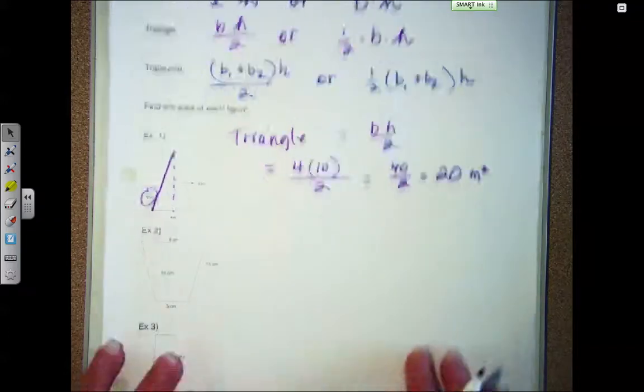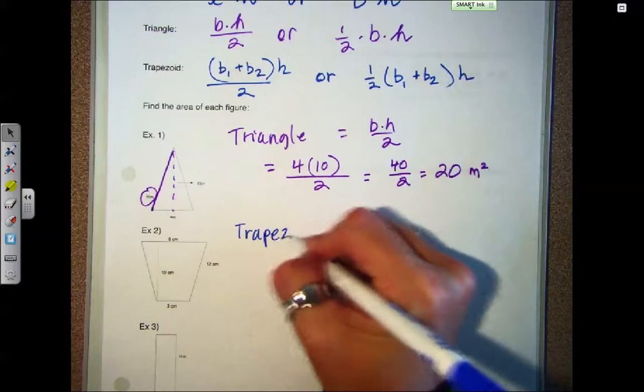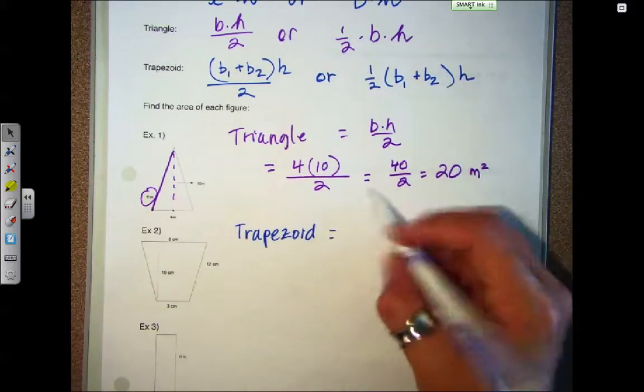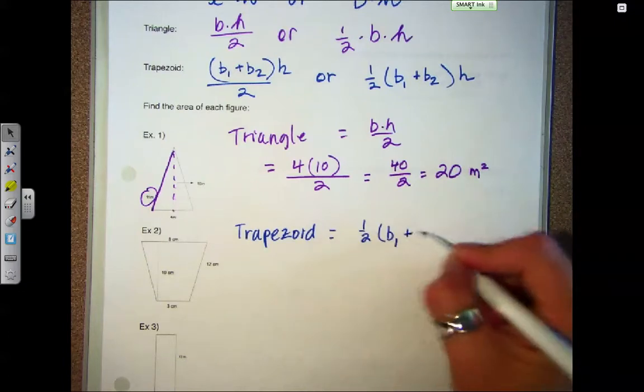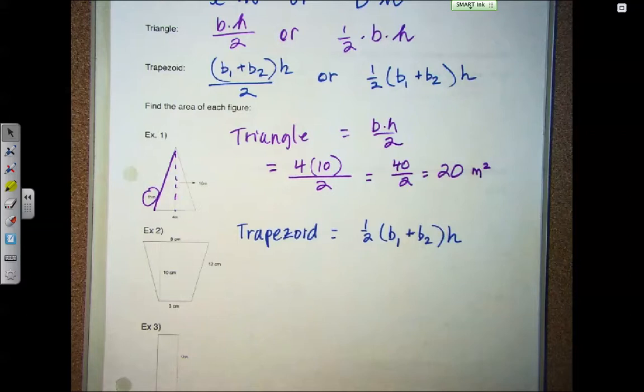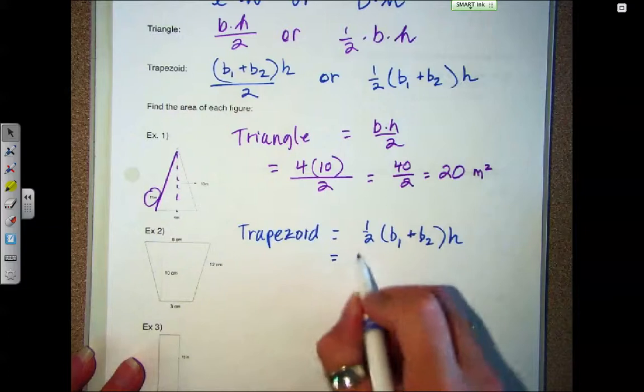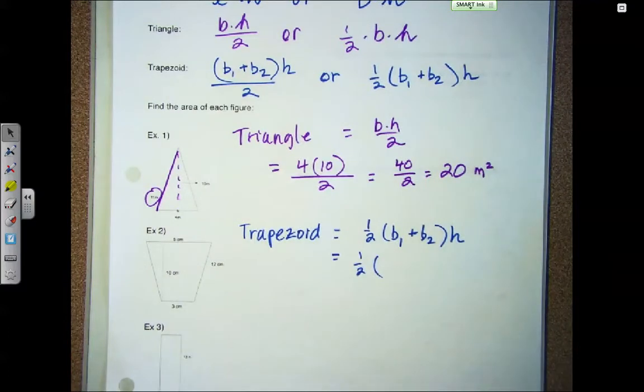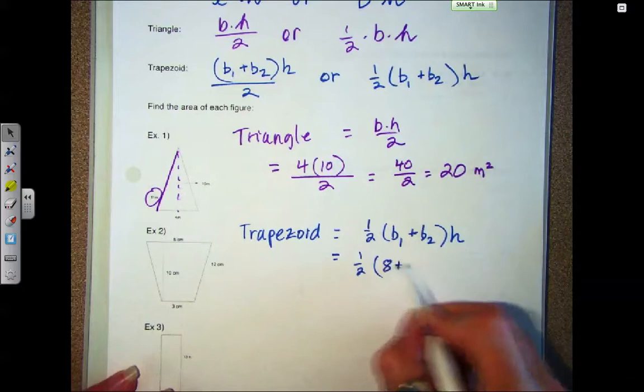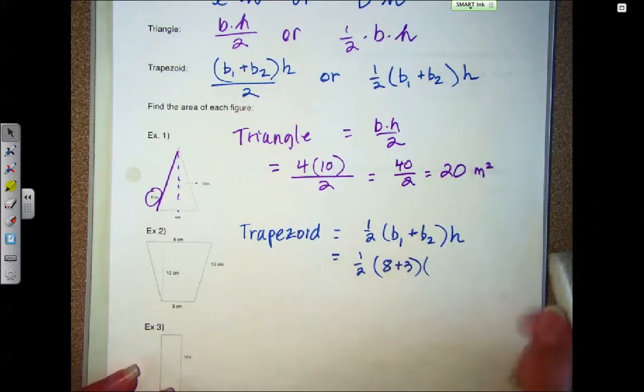Example 2 is a trapezoid. And the formula for the trapezoid: 1/2 times base 1 plus base 2 times the height. What length is my base 1? 8. Does it matter if it's 8 or 3? No. It does not matter because we're adding the 8 and the 3. 8 plus 3 is equal to 3 plus 8. So it does not matter which one you label as base 1 or base 2. 8 plus 3. And the height of my trapezoid is 10.